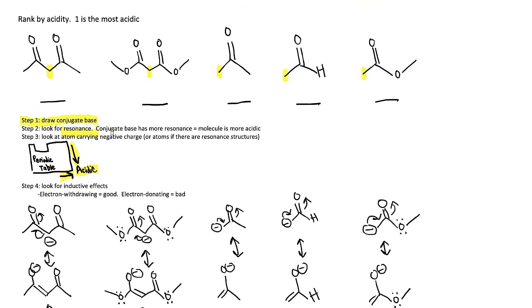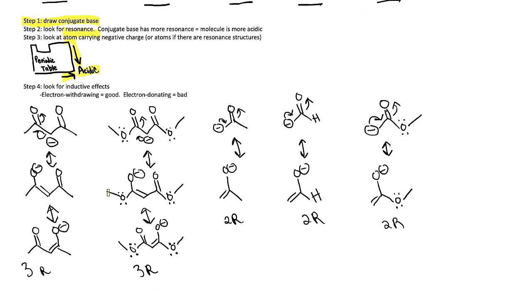The next rule for ranking by acidity is to look at the atom or atoms carrying the negative charge, because atoms going down and to the right on the periodic table carry negative charge better, since they're both more electronegative and larger. So let's look at all these atoms.